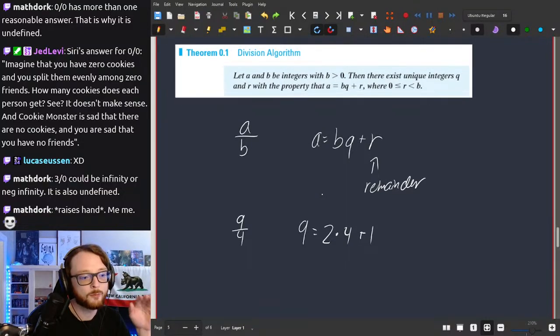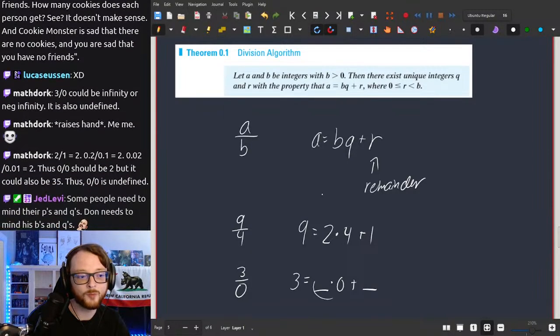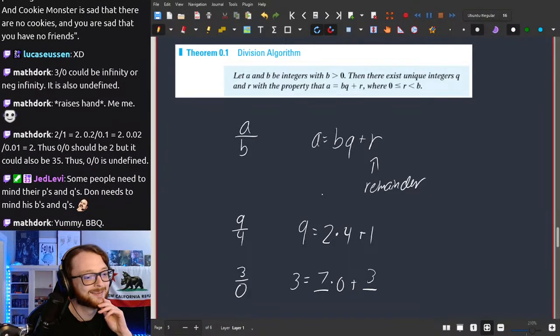So if you take Brian's example of 3 divided by 0 and set up this equation, 3 is going to equal something times 0 plus some remainder. This first number is always multiplied by 0, so it doesn't really matter what we say here. I'll just put a 7 there, because why not? But that means the remainder is always going to be just 3. This isn't really meaningful; we're just getting 3 equals 3. So people need to mind their P's and Q's. I need to mind my B's and Q's.